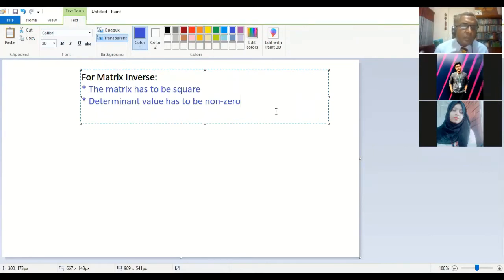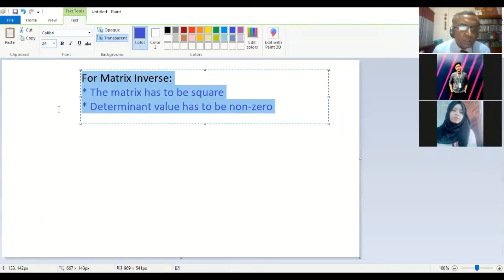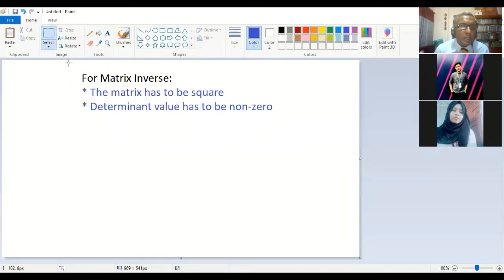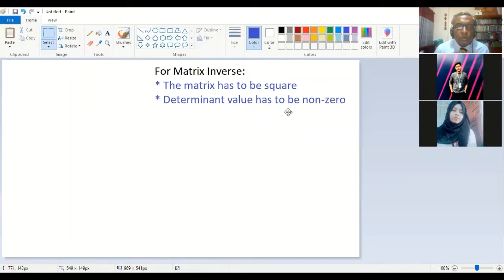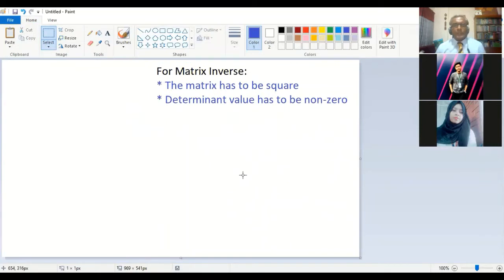What does that mean? I will explain now and then you will understand. These are the conditions for inverse, like there are conditions for addition and subtraction. The first thing is very simple: square matrix. You already know what a square matrix is. For a square matrix, the number of rows and columns is the same.